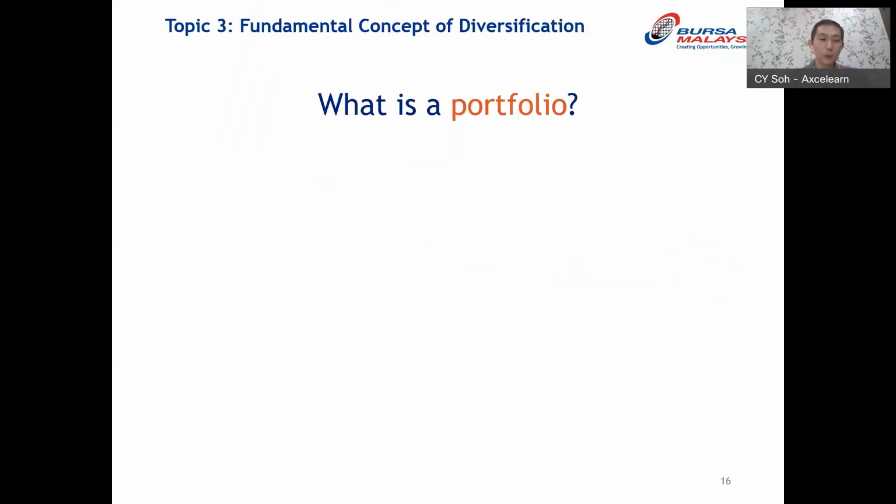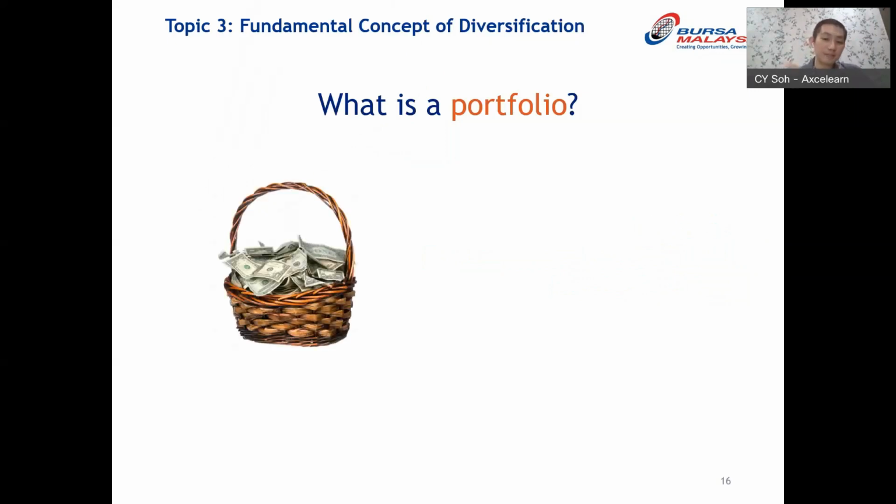Now, before we go into diversification, first we need to understand what a portfolio is. Let me explain this in simple terms. Initially, you take some of your excess money for investing or trading, right? So this is where you put your money into your trading account. This is where your basket is actually full of cash.